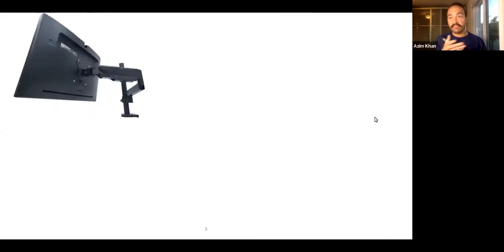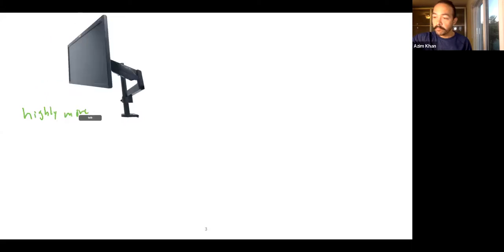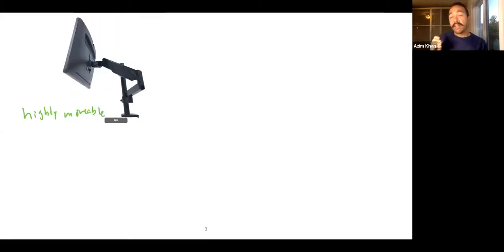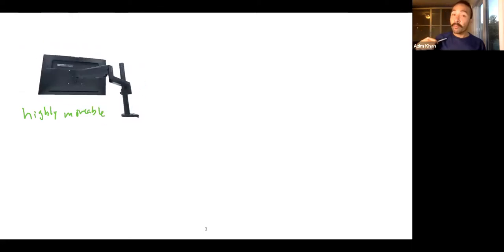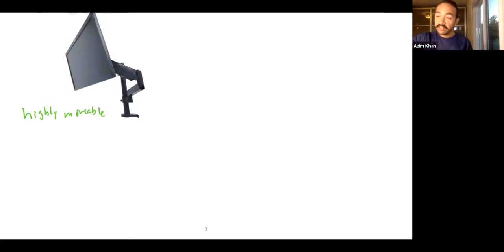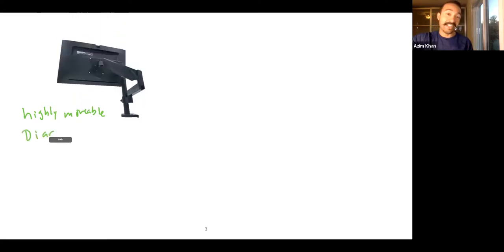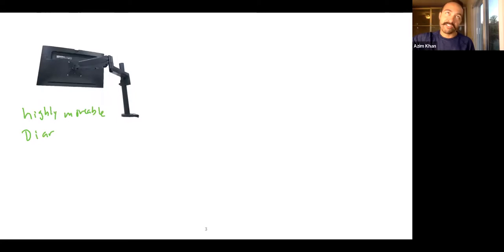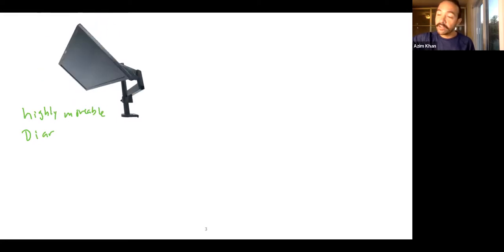When you think of joints, one way to think of them is not by human joints, but by joints that we see in everyday life. If we have this monitor here, we can swivel it, we can move it up and down, we can rotate it. This is a highly movable monitor. If we have a highly movable joint in our bodies, we have a word for that. The word is diarthrotic, or diarthrosis. Diarthrotic is the adjective, diarthrosis is the noun.